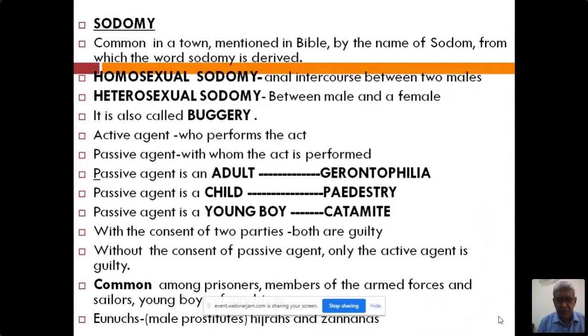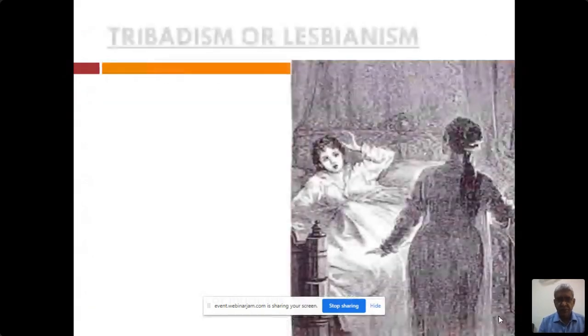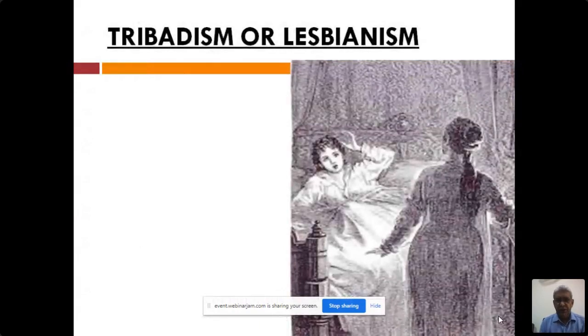It is also very common among the eunuchs or the male prostitutes said to be hijras and zinanas. Second condition of the unnatural sexual offense is tribadism or lesbianism. This is the homosexuality between two females. The bagri was between two males. Sodomy was between two males. But this is the unnatural sexual relationship between two females.